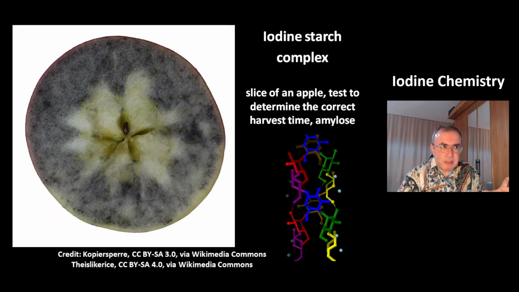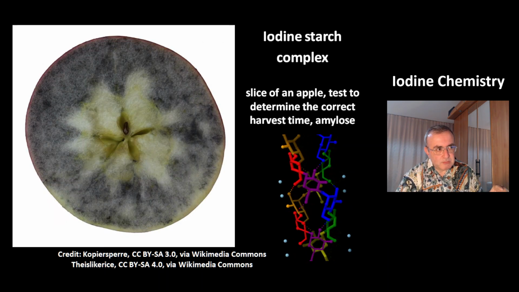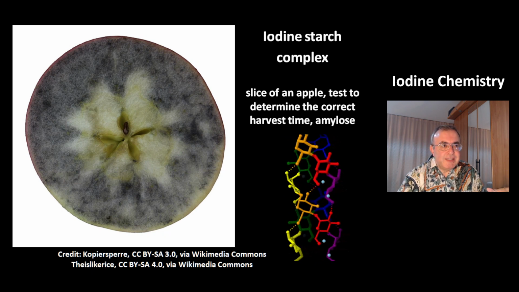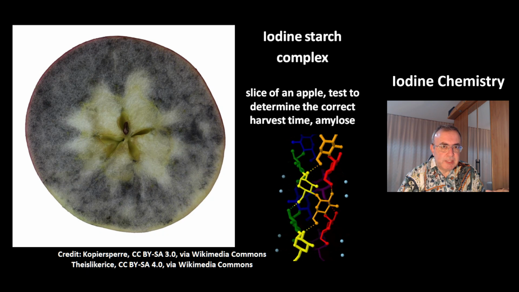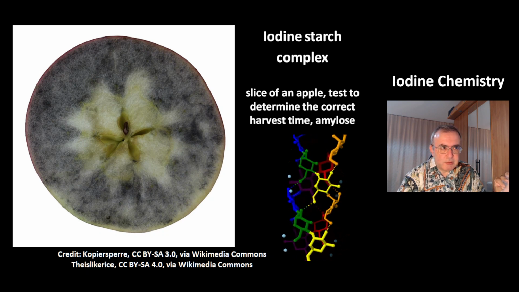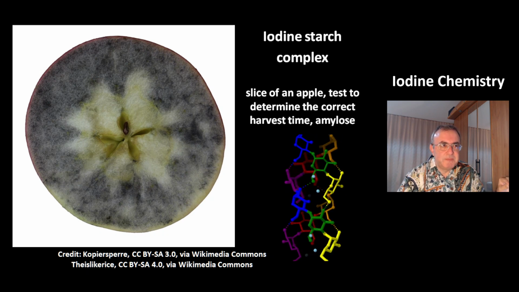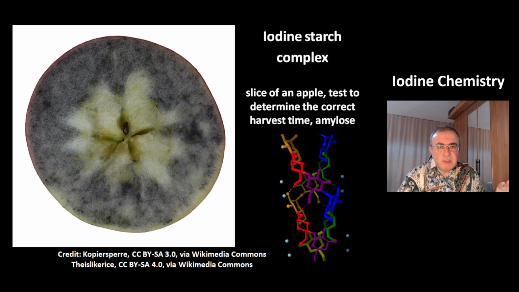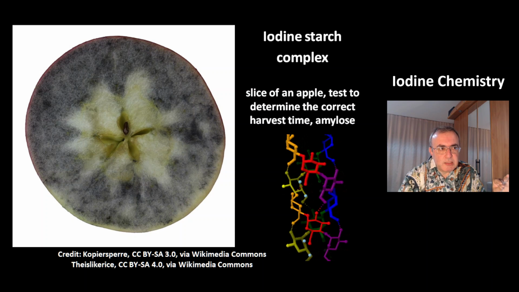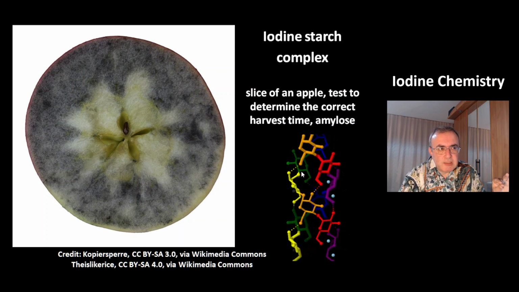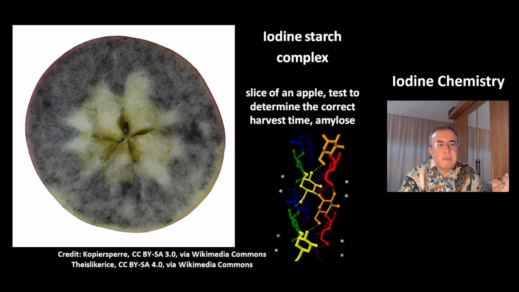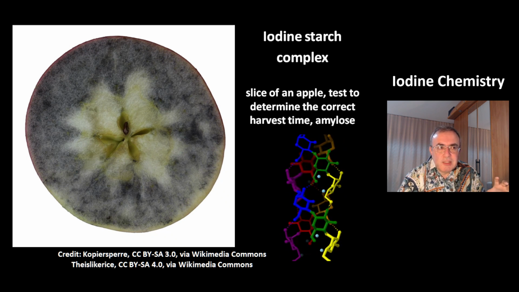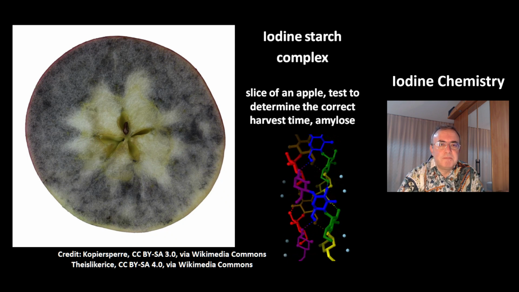This is what you can use the starch test for. At the left, that's a slice of apple, and you can treat it with iodine and iodide to determine the correct time for harvesting. At the right, that's the 3D structure of amylose, and you can again see the importance of these dotted lines. These are the intermolecular hydrogen bonds that give this molecule its 3D structure.